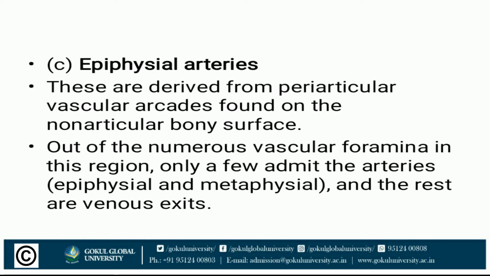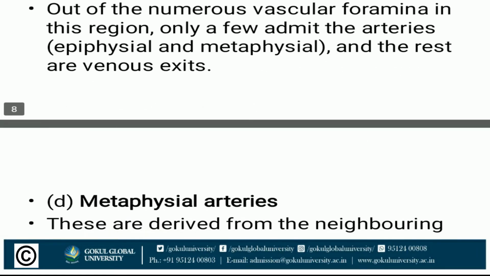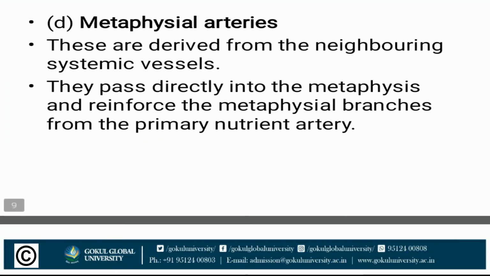Epiphyseal arteries. These are derived from periarticular vascular arcades found on the non-articular bony surface. Out of the numerous vascular foramina in this region, only a few admit the epiphyseal and metaphyseal arteries, and the rest are venous exits. Metaphyseal arteries are derived from the neighboring systemic vessels. They pass directly into the metaphysis and reinforce the metaphyseal branches from the primary nutrient artery.